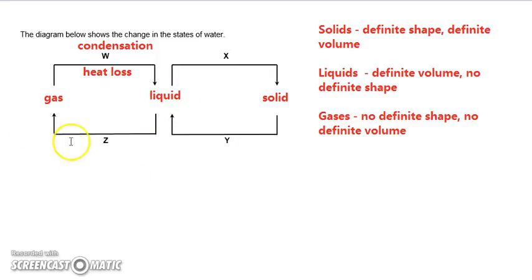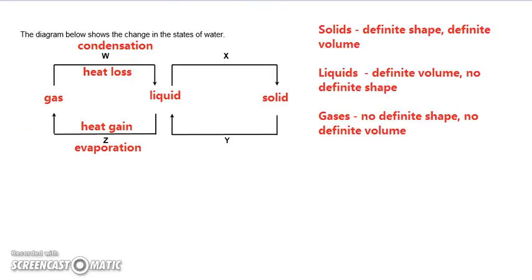Now from liquid to gas, we know that as evaporation. I'm going to write down here evaporation. Evaporation requires the opposite of heat loss, which is heat gain. So there is a gain of heat here. From gas to liquid is condensation, liquid to gas is evaporation: heat loss in order to become a liquid, heat gain in order to become a gas.